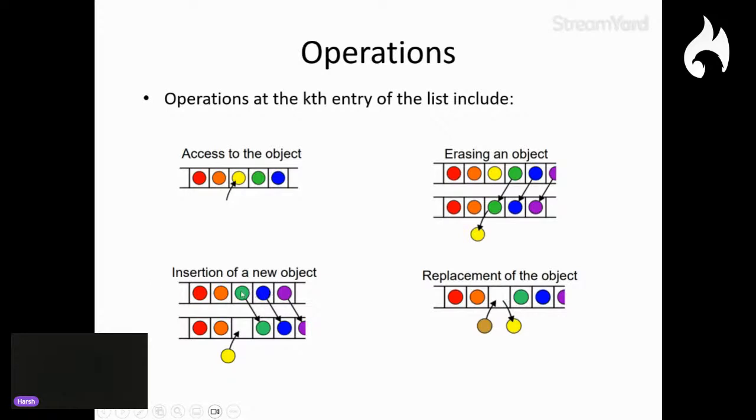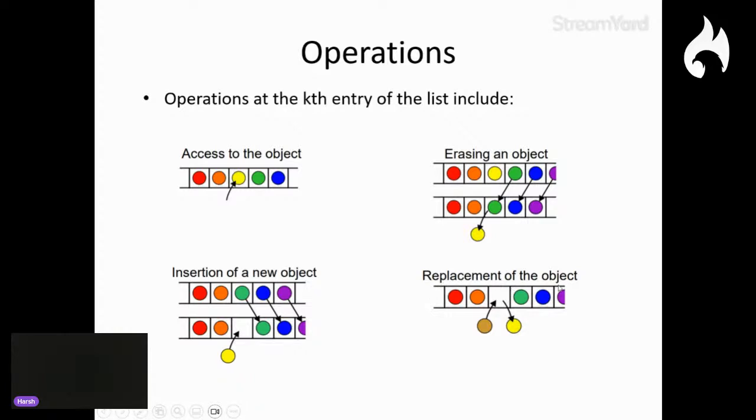Similarly, for insertion of a new object, if we are inserting at the end of the array, it is quite simple. We can just insert an object directly. But if we want to insert an object in the middle or at the first, we have to first make an empty space for this new object, and then we can place that object into the space.